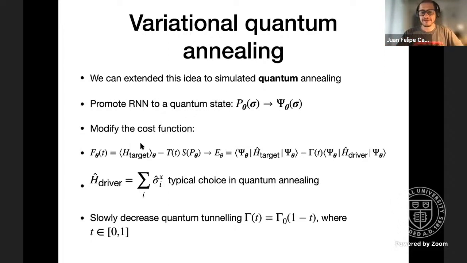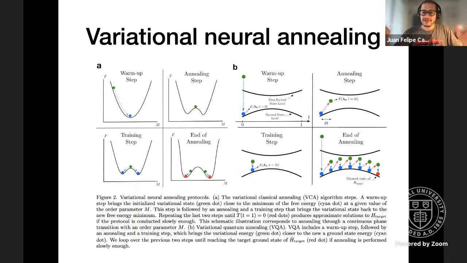And we modify the cost function. Before we had the free energy, now we have the expectation value of the Hamiltonian on the wave function phi theta. And we use some driver Hamiltonian, which is the typical choice in quantum annealing, the sum over sigma x. And then we quench, or we remove, the quantum fluctuations given by this driving term. So this is, if you want, a cartoon.